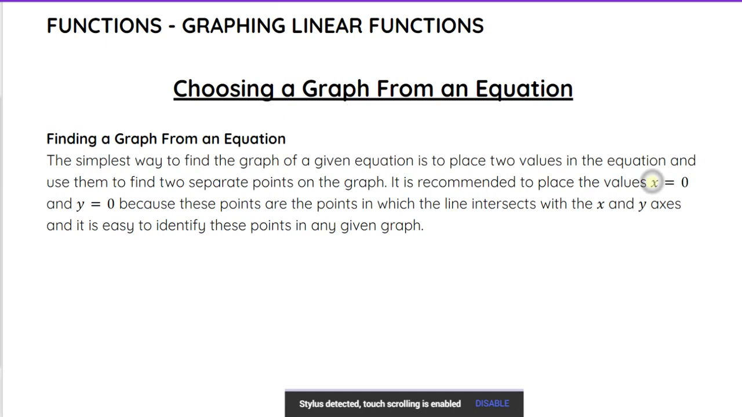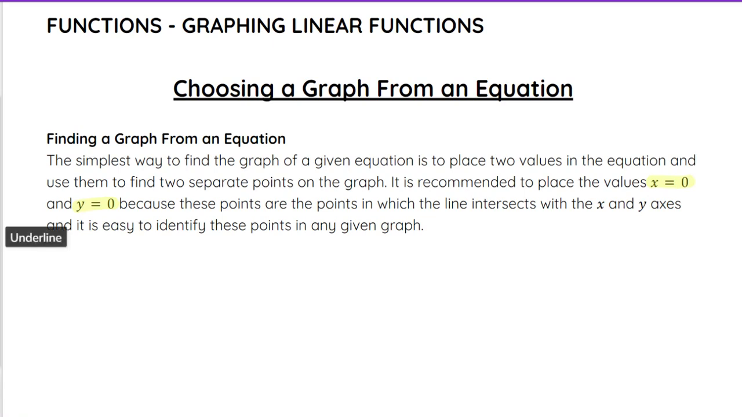I would suggest you plug in x equals 0 and y equals 0 into the equation, and then if you plug those in, you can see those 2 points and you can identify which graph has those 2 points on it. Now, I would suggest those because 0 is typically the easiest number to plug in and simplify quickly.